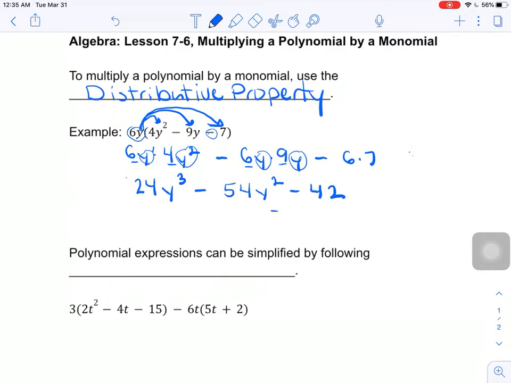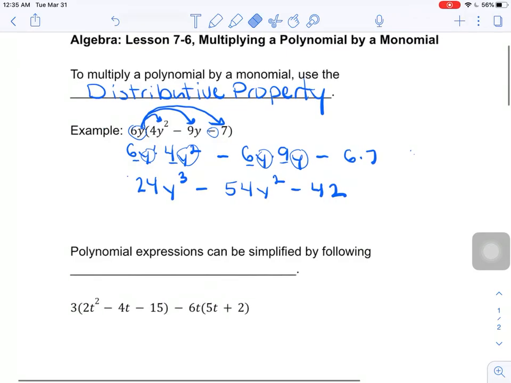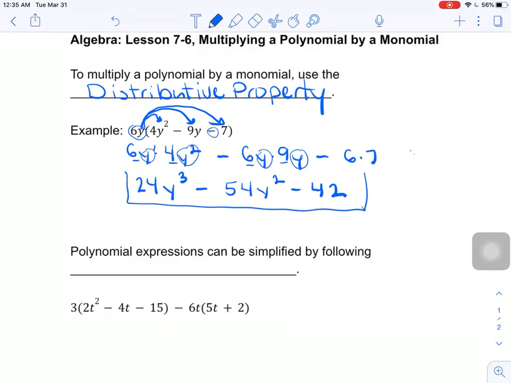We have a constant term, a y squared, and a y to the power of 3. So none of those are things we can combine, which means that this is as far as we can go. So this polynomial that we ended up with is our final answer for what we get when we multiply there.